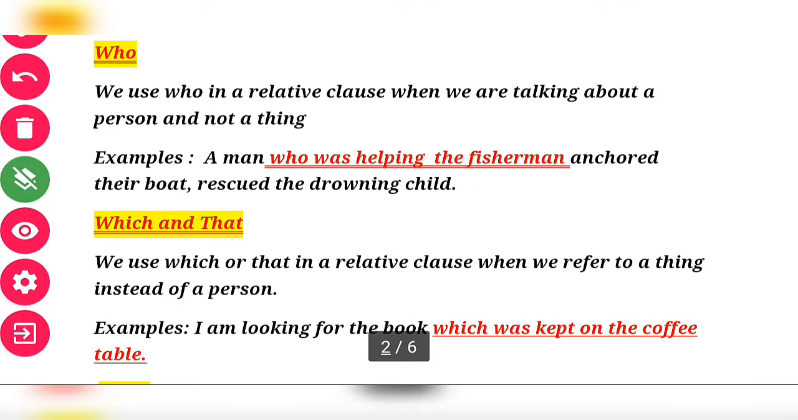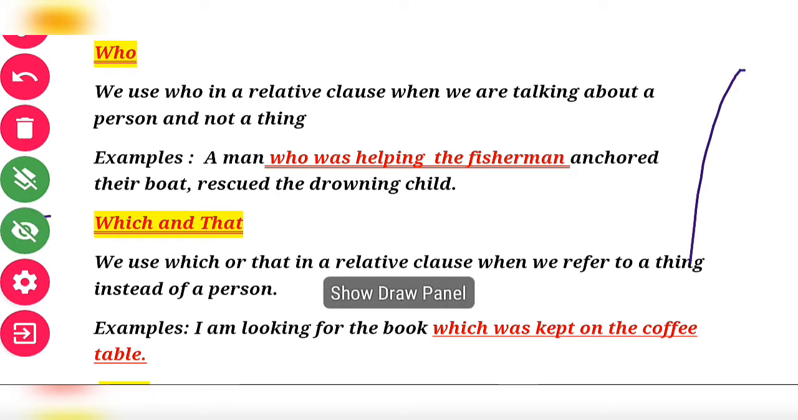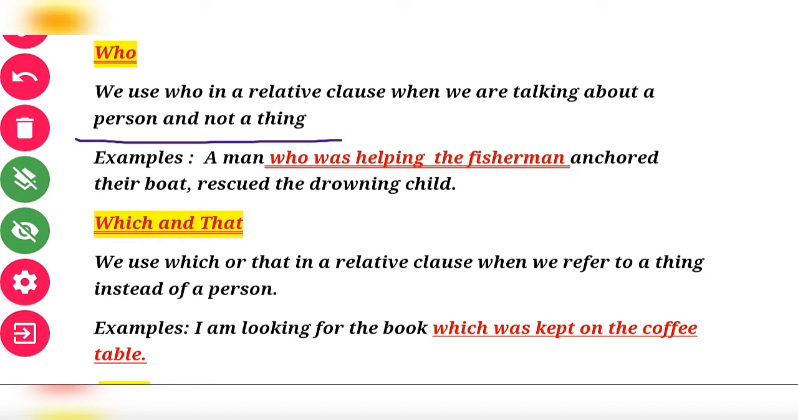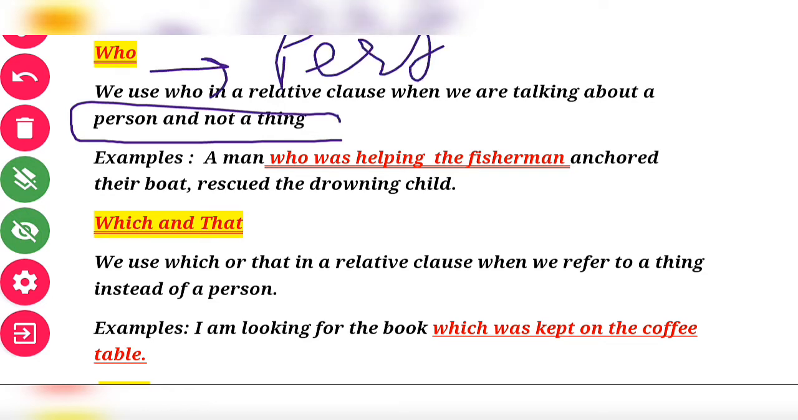Uses of relative pronouns and adverbs in relative clauses. So what are the uses of relative pronouns and relative adverbs we are going to discuss? The first word is who. We use who in a relative clause when we are talking about a person, not a thing. So who is always used for a person, not a thing. We have to remember that when we are talking about a person, we use only who.